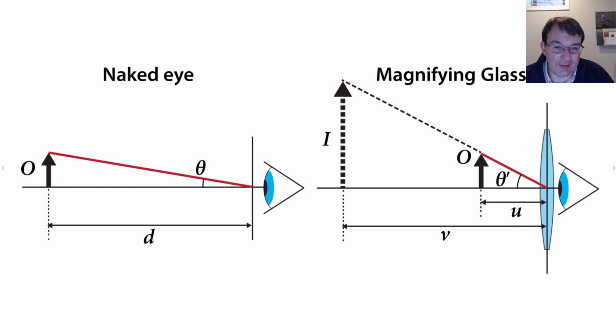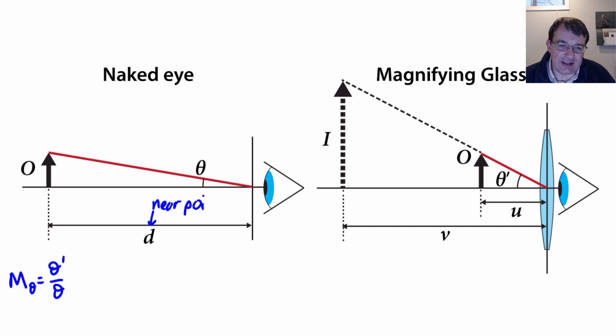Okay, so here we have the two diagrams again, and now we're going to do a little bit of maths. What we want to find, remember, is the angular magnification, which is theta prime divided by theta. This is as near as you can put the object to your eye, which means that this distance here, d, is the near point of vision. This is the closest at which you can focus, which for a human is about 25 centimeters, give or take.